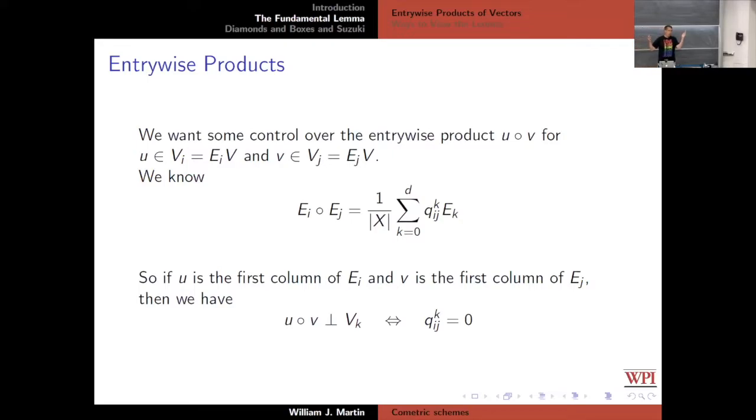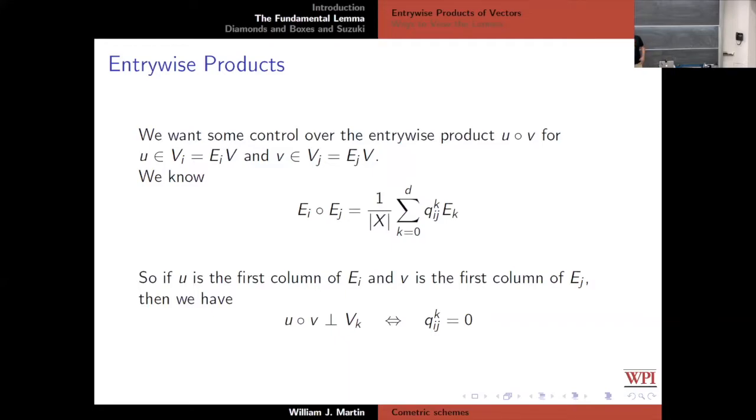It seems hopeless because that's completely outside the control of the Bose-Mesner algebra, but at least I know that this is true if I have a vector u, which is the first column, or any column, let's say the first column of the projection matrix E_i, and v is the first column of E_j. Then I can just look at the first column of each side of this product, and I find out that the entry-wise product of those two vectors is orthogonal to the kth eigenspace if and only if q_ijk is 0. So what if I took the first column of E_i and the seventh column of E_j?